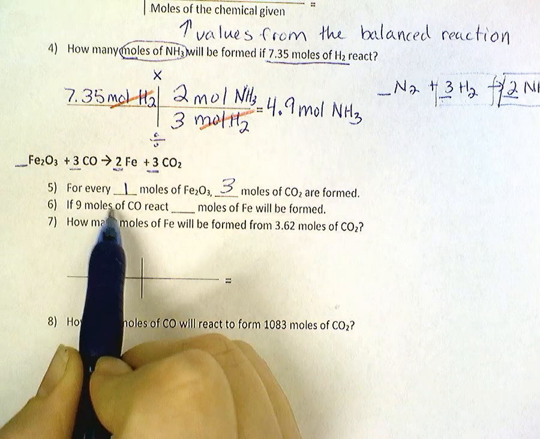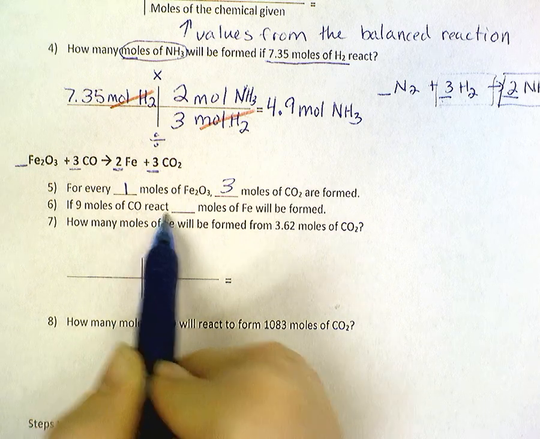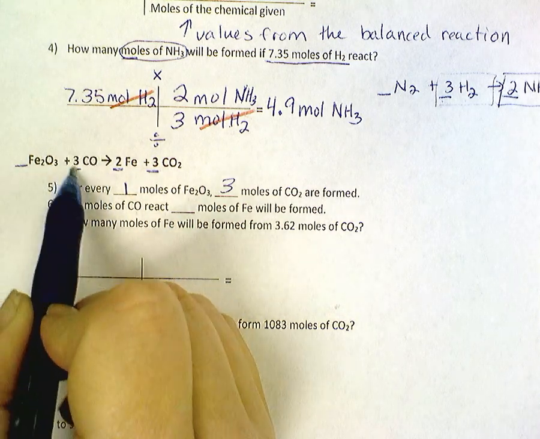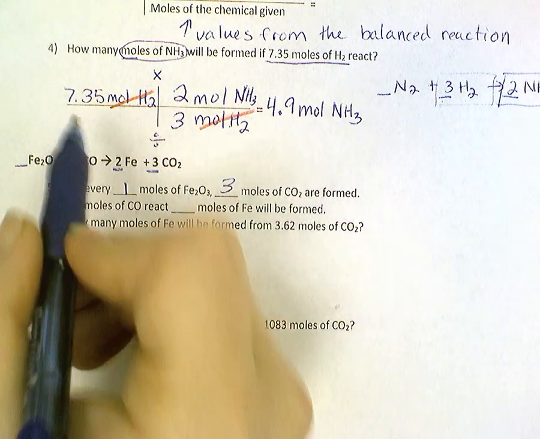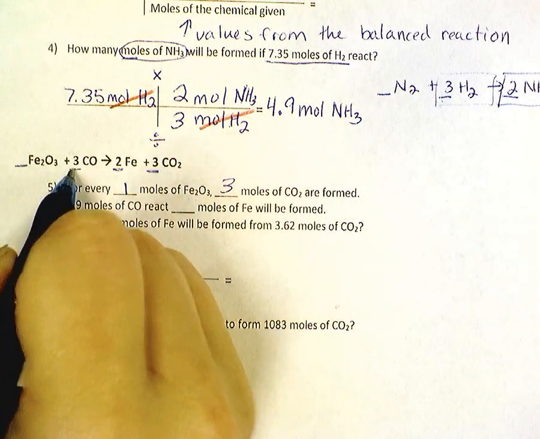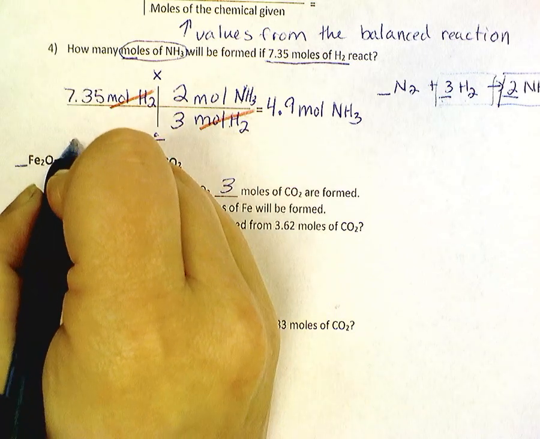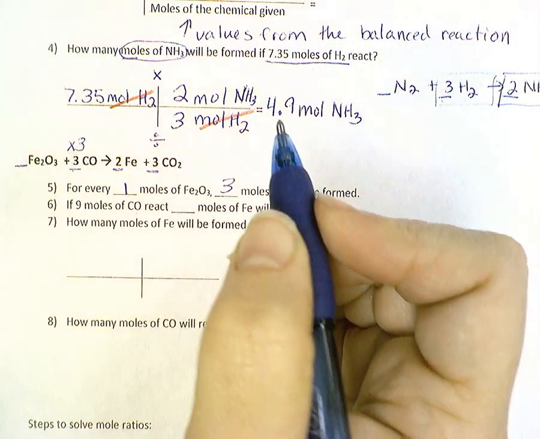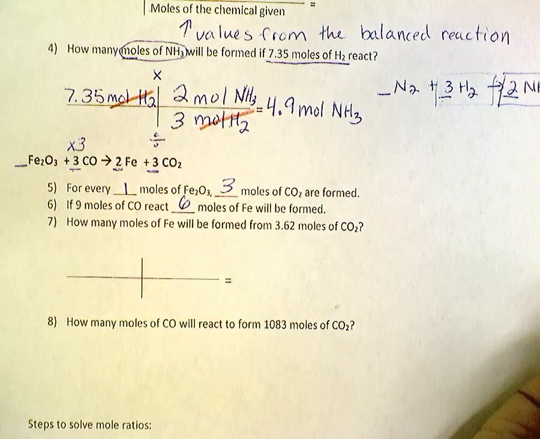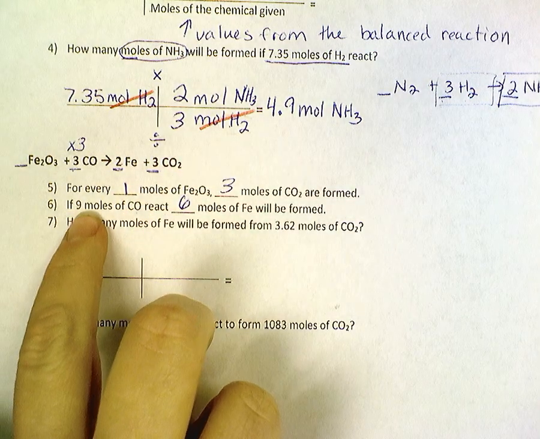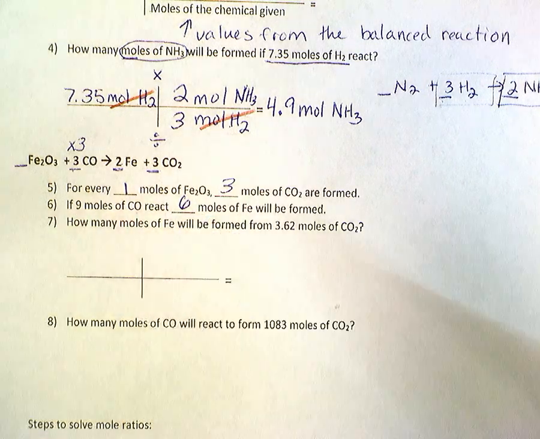Alright, this says if 9 moles of CO react, so 9 of these react, blank moles of iron Fe are formed. So if we went from 3 and we wanted to get to 9, we'd have to multiply that by 3. So if we also multiply 2 times 3, we'd get 6. So for 9 moles of CO, we need 6 moles of iron.